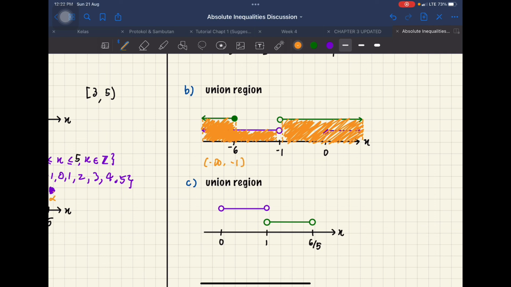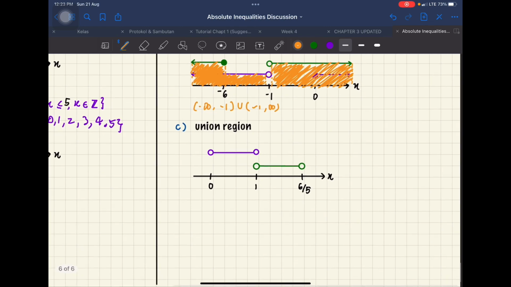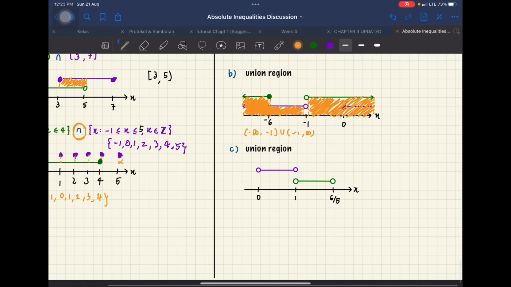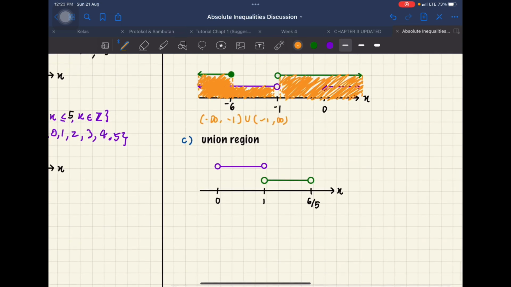Okay, and then yang belah kanan ni pula, dia sambung balik daripada negative 1, dan dia terus pergi sini. Dia berhenti tak dekat kosong? Tidak, sebab kat sini ada, kat sini ada. Dia sambung lagi sampai positive infinity. So, you have negative 1 up until positive infinity. Okay, and then just put union kat tengah-tengah. Settle. Okay, so last example. Yes, finally. Alright, last example.